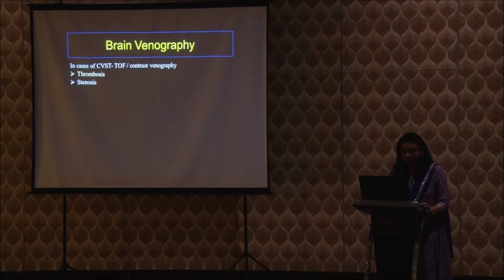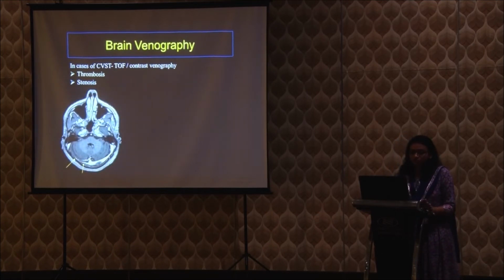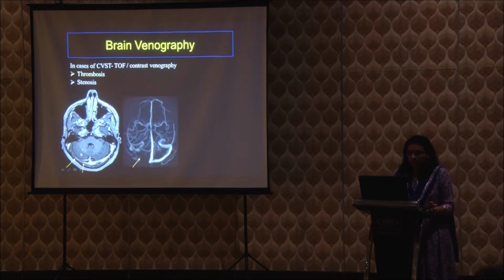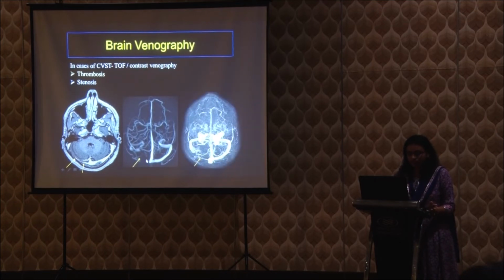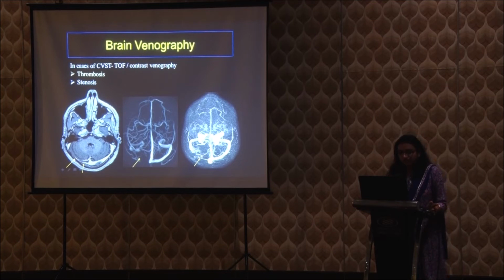Brain venography is done in cases of cerebral venous sinus thrombosis. Again, it is of two types, plain and the contrast one. It is useful for demonstrating thrombosis. This is a case where there was thrombus in the right transverse sinus, and this is the plain venography which showed that there was some filling defect over here and loss of signal. And this was the contrast venography which confirmed that there was no filling in the right transverse sinus, confirming thrombosis in this patient.